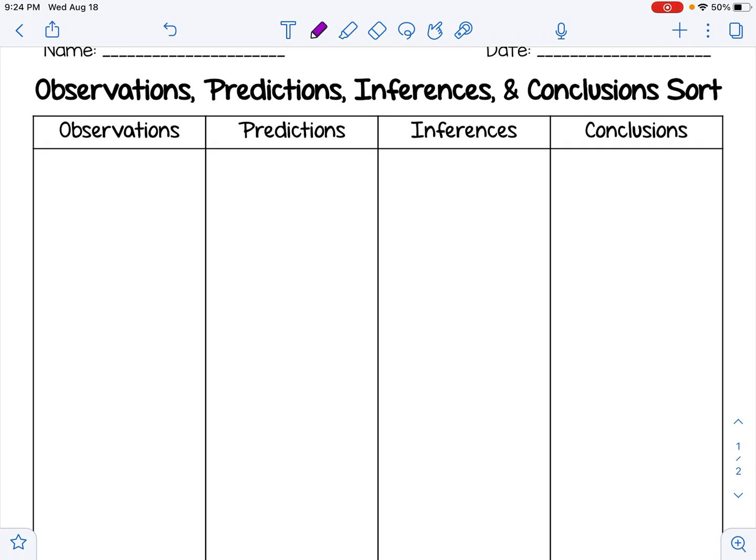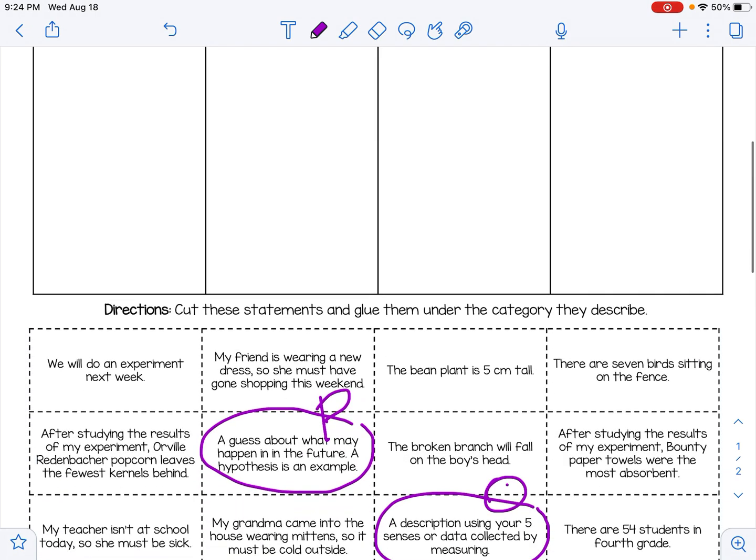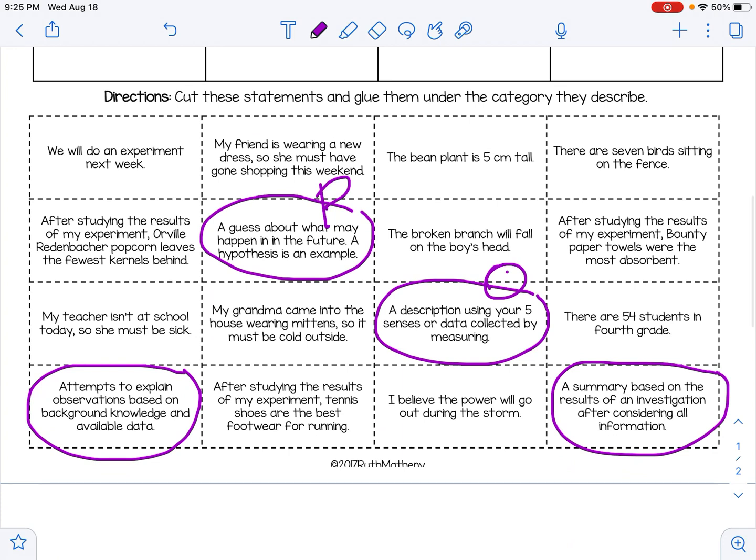So then in our inferences, all right, so we did this too, where we're taking our background knowledge and we're applying it to our current situation. So that's this one over here. Attempts to explain observations based on background knowledge and available data. So it's taking what we know, our background knowledge, and putting it in our current situation and interpreting that current situation. That's making an inference.